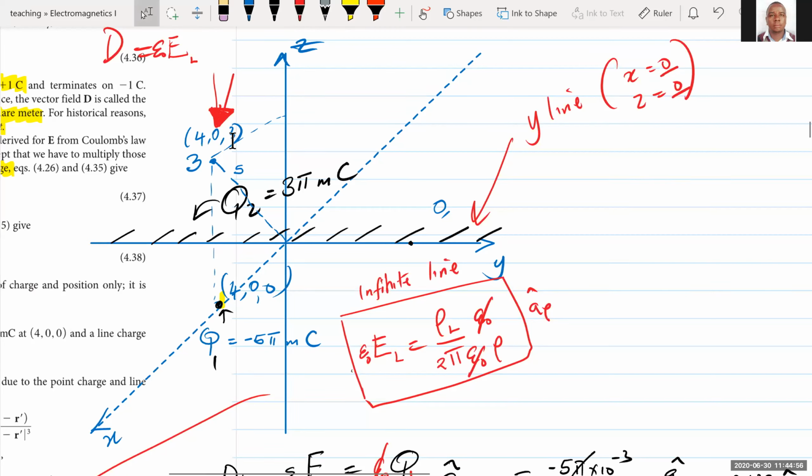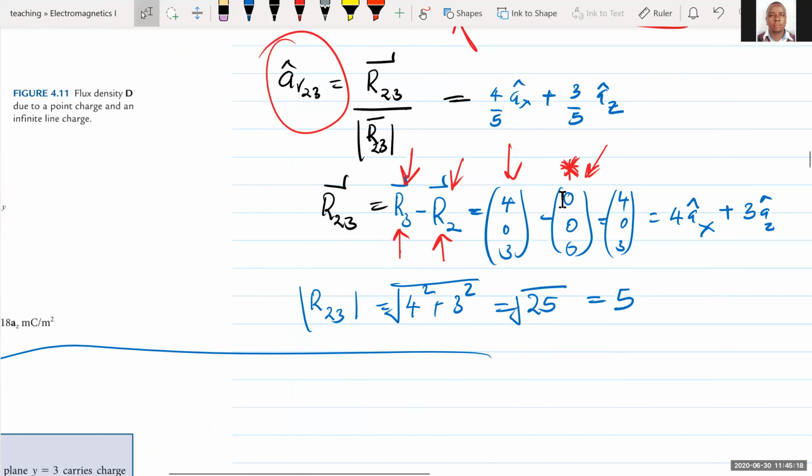our y was 0. And therefore what you observe is that the perpendicular line that is joining our point of observation to the y line is simply placed at y is equal to 0. And therefore that is how I obtain my source point to be at 0, 0, 0.